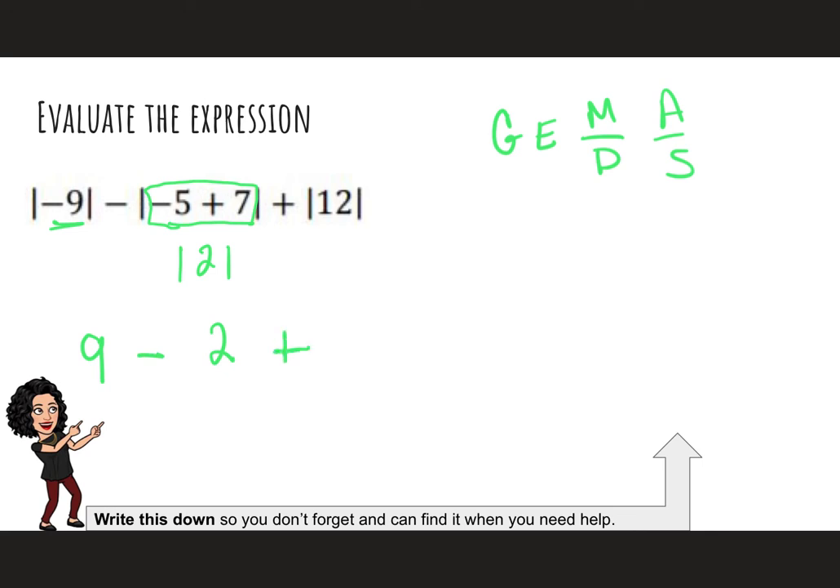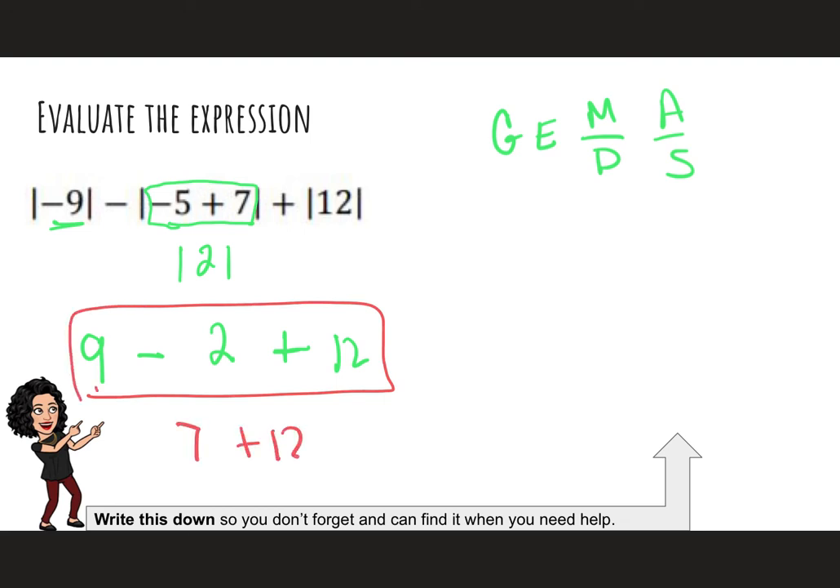Then do the absolute value of 12, which is 12. Then I will continue my order of operations from left to right. So 9 minus 3 gives me 6 plus 12. So that gives me 18.